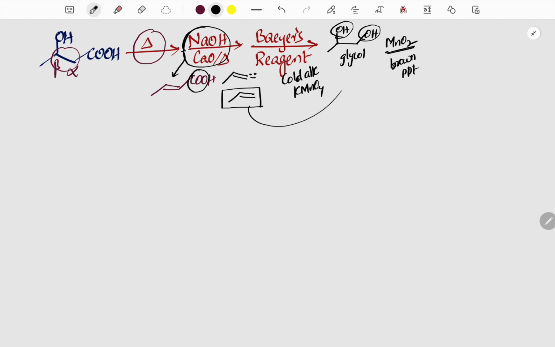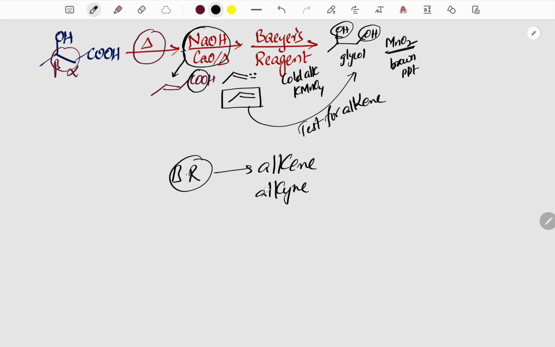So this reaction can also be used as a test for alkene. Baeyer's reagent is a useful test for alkene and test for alkyne. Mainly for these two we use Baeyer's reagent. So alkene and alkyne decolorize Baeyer's reagent.